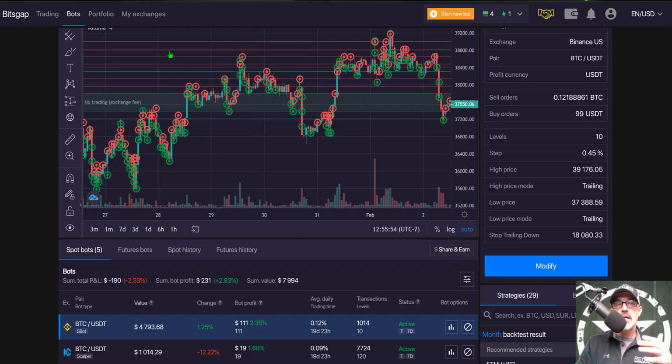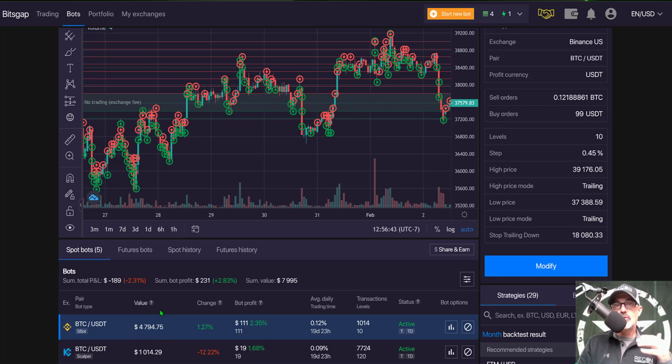Alright, so from my dashboard over here on Bitsgap, you can see down here at the bottom of the screen, I have the BTC USDT SBOT running, and I have a BTC USDT Scalper bot running. Now, I deployed both of these bots with 500 USDT in ammo, and you can see they both have more than that now, and that is due to the fact that the trailing down feature was enabled for both of these bots.